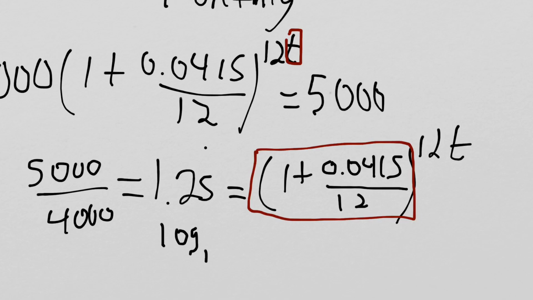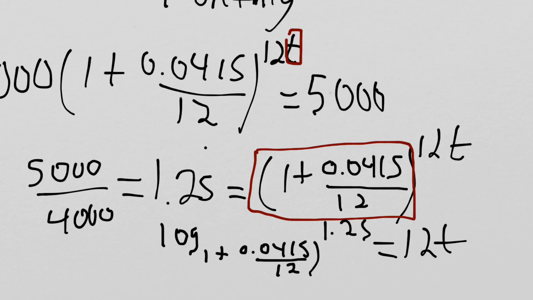Okay, so I can say log base 1 plus 0.0415 divided by 12. That's my base. And then what we do when we set up these log equations is we're going to swap the other two pieces. So the exponent is attached to the base, and this is the answer. So now we're going to make it so that the answer 1.25 is attached to the base. So I'm going to put 1.25, and that's going to be equal to the exponent. They have swapped places, right? And this is nice because I'm getting closer and closer to isolating t.